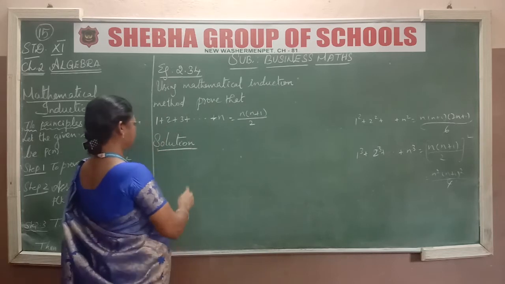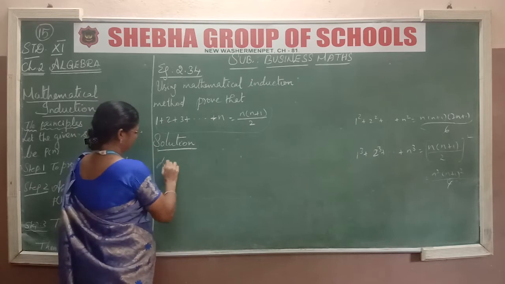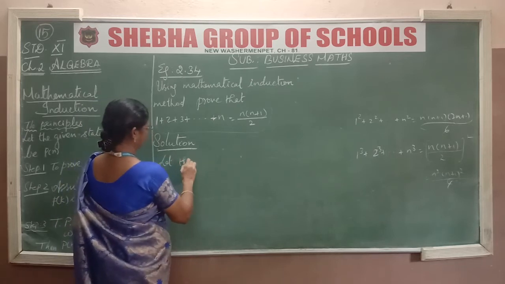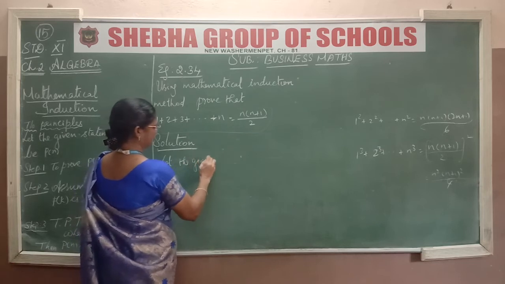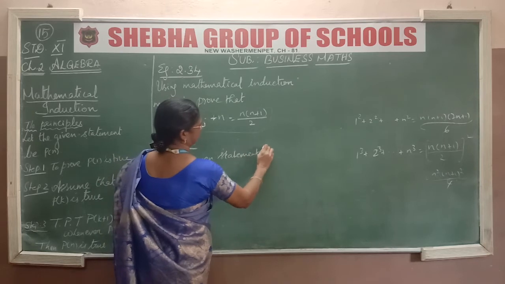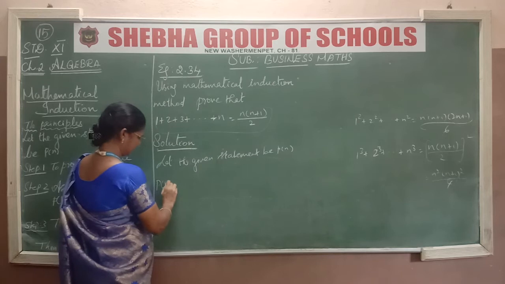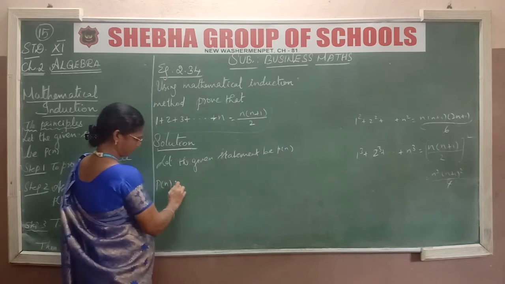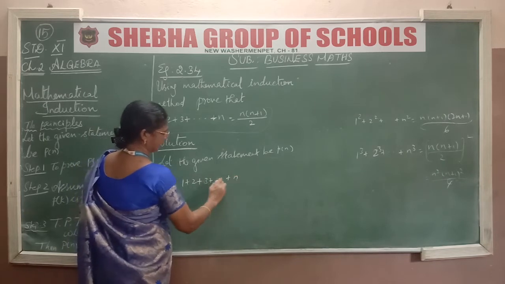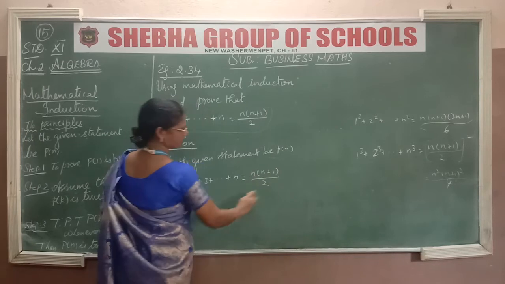The solution, first take the given statement as P of n. Let the given statement be P of n. That is, what is our P of n? P of n colon 1 plus 2 plus 3 plus etc. up to n equal to n into n plus 1 by 2.